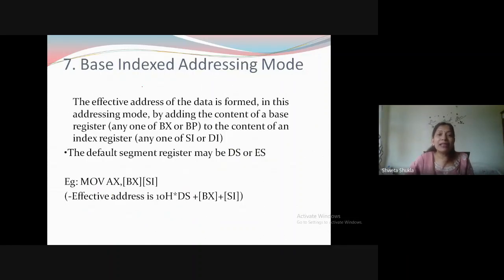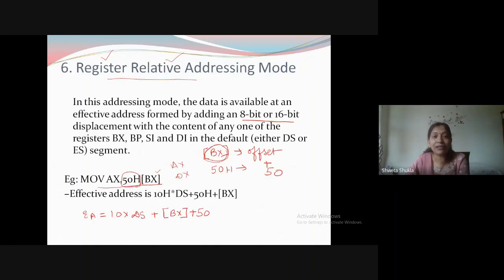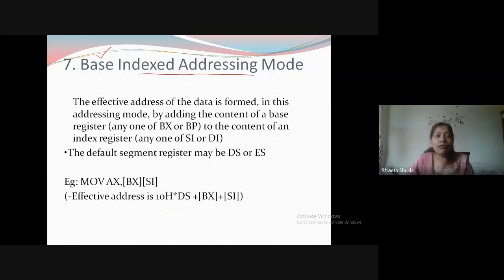Next comes base indexed addressing mode. Base indexed addressing mode means that first of all there is a base register, because before that we had register relative. Now we have a base register, and as the name suggests, we will have an index register. Remember, now we are going to have two offset addresses which will be added together to get the actual offset address here.